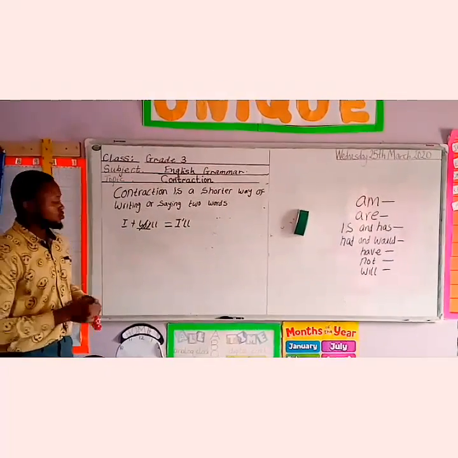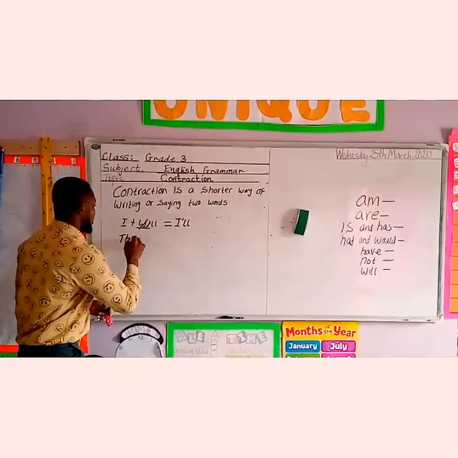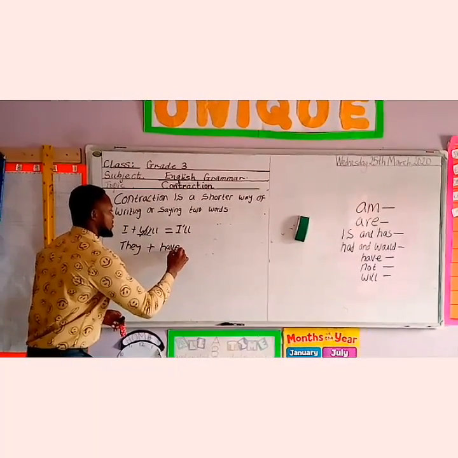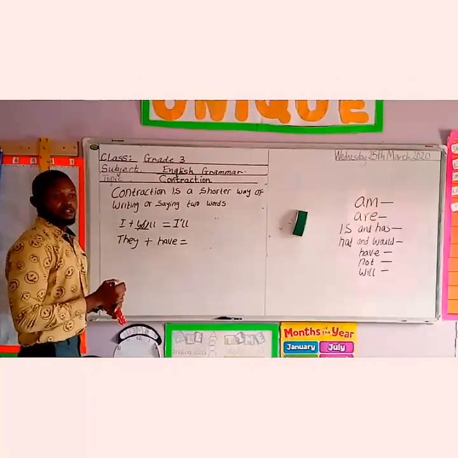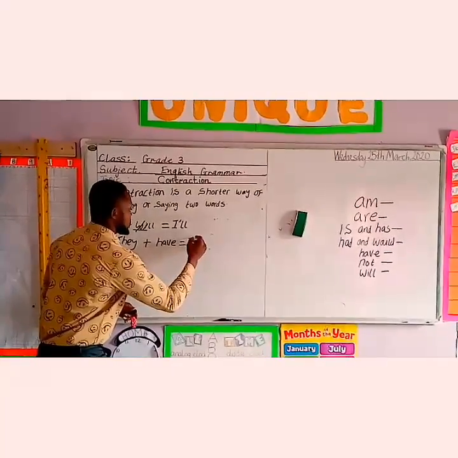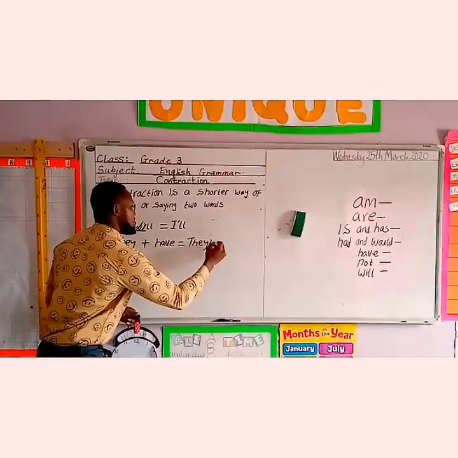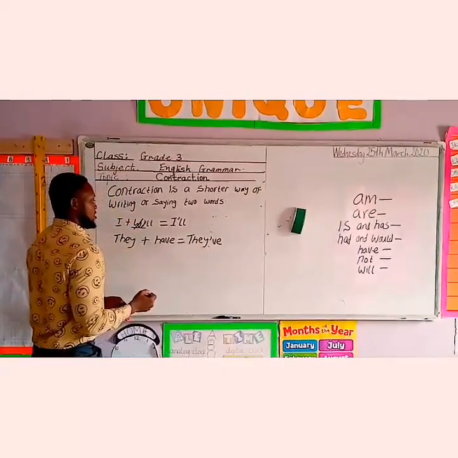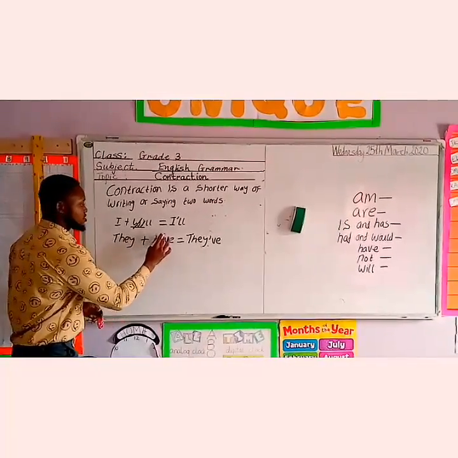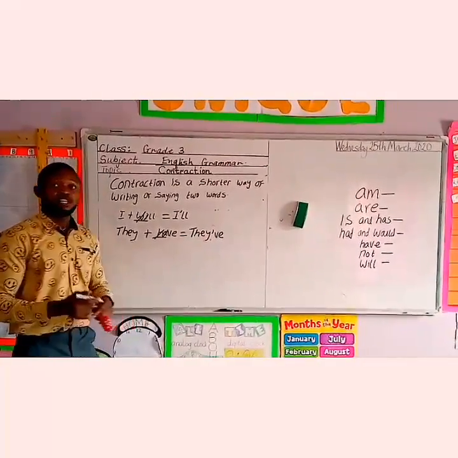Now let's have other examples. Something like this. There plus have. This will become this. Apostrophe V E. H is no longer needed. A is no longer needed. And an apostrophe takes their place.